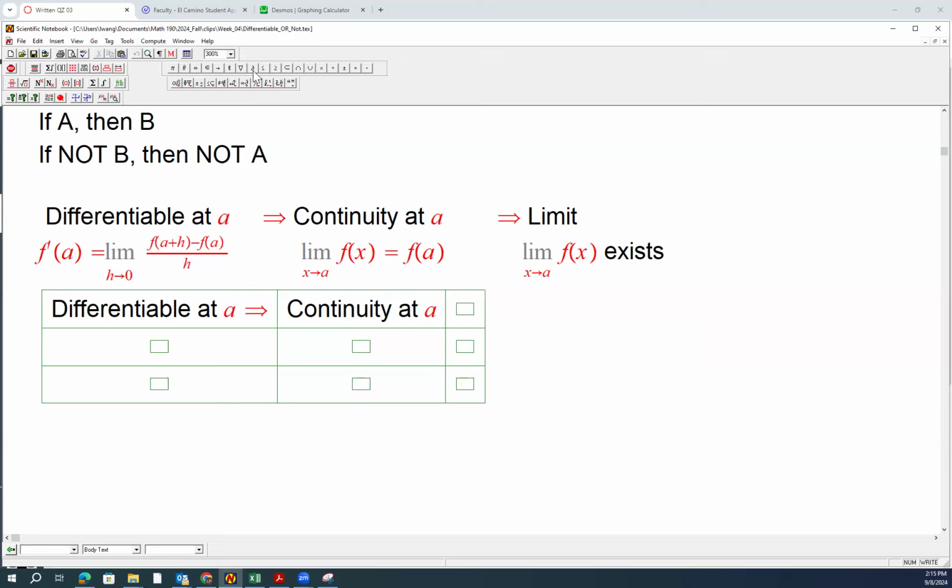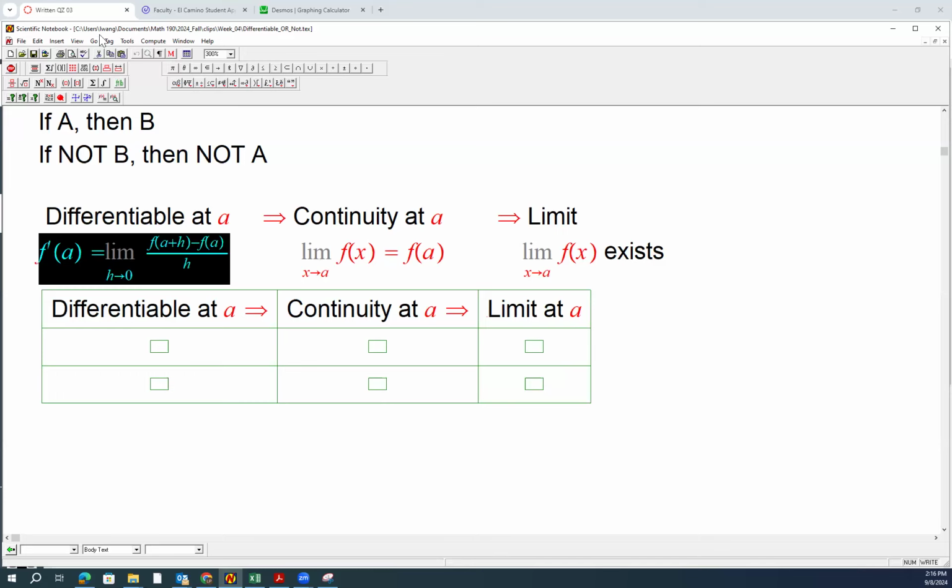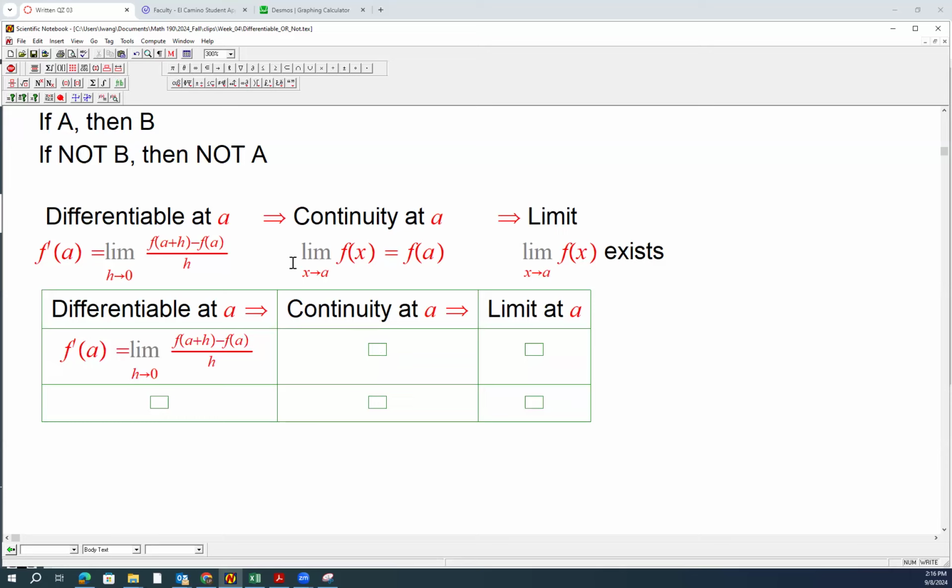Okay, and that will lead to limit at A. Okay, limit still doesn't do the conversion, a limit at A. Okay, so we have this established. So how does it apply when we determine whether it's differentiable or not?